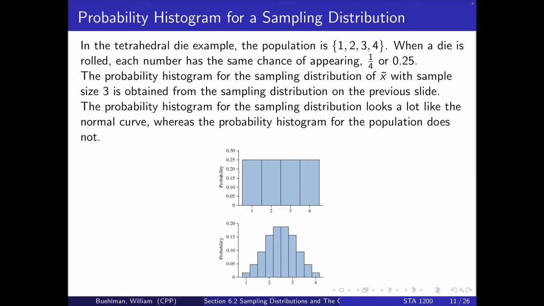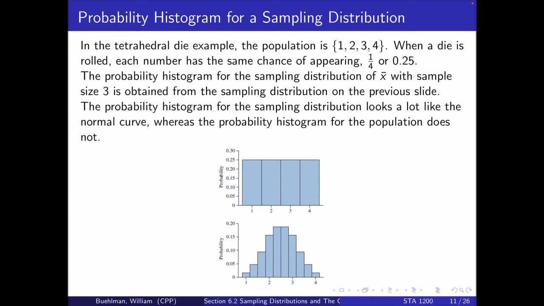In the tetrahedral die example, the population was 1, 2, 3, 4. When a die is rolled, each number has the same chance of appearing, 1 out of 4. The probability histogram for the sampling distribution of x bar with a sample size of 3 is obtained from the sampling distribution on the previous slide. The probability histogram for the sampling distribution looks a lot like the normal curve, whereas the probability histogram for the population does not. Here are the 2 probability histograms.